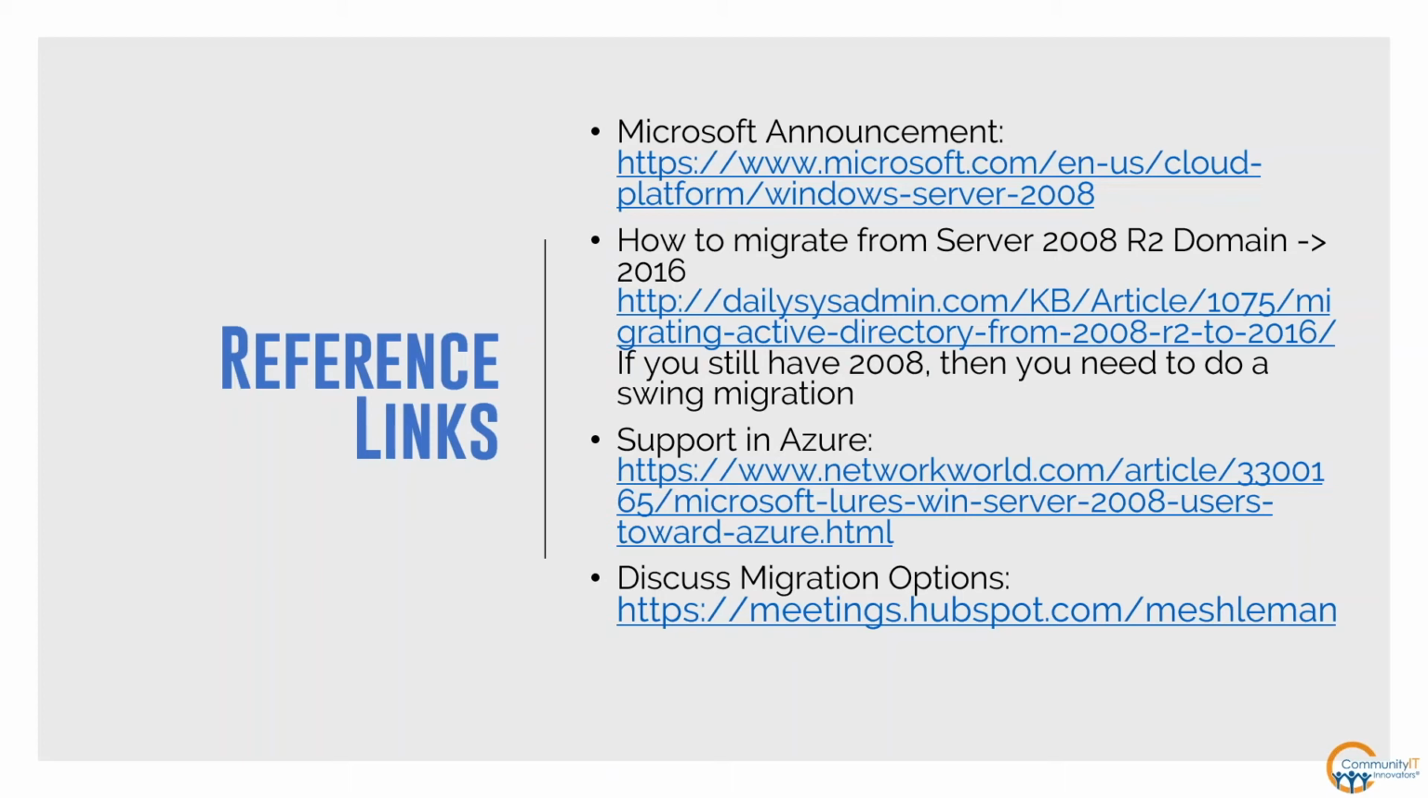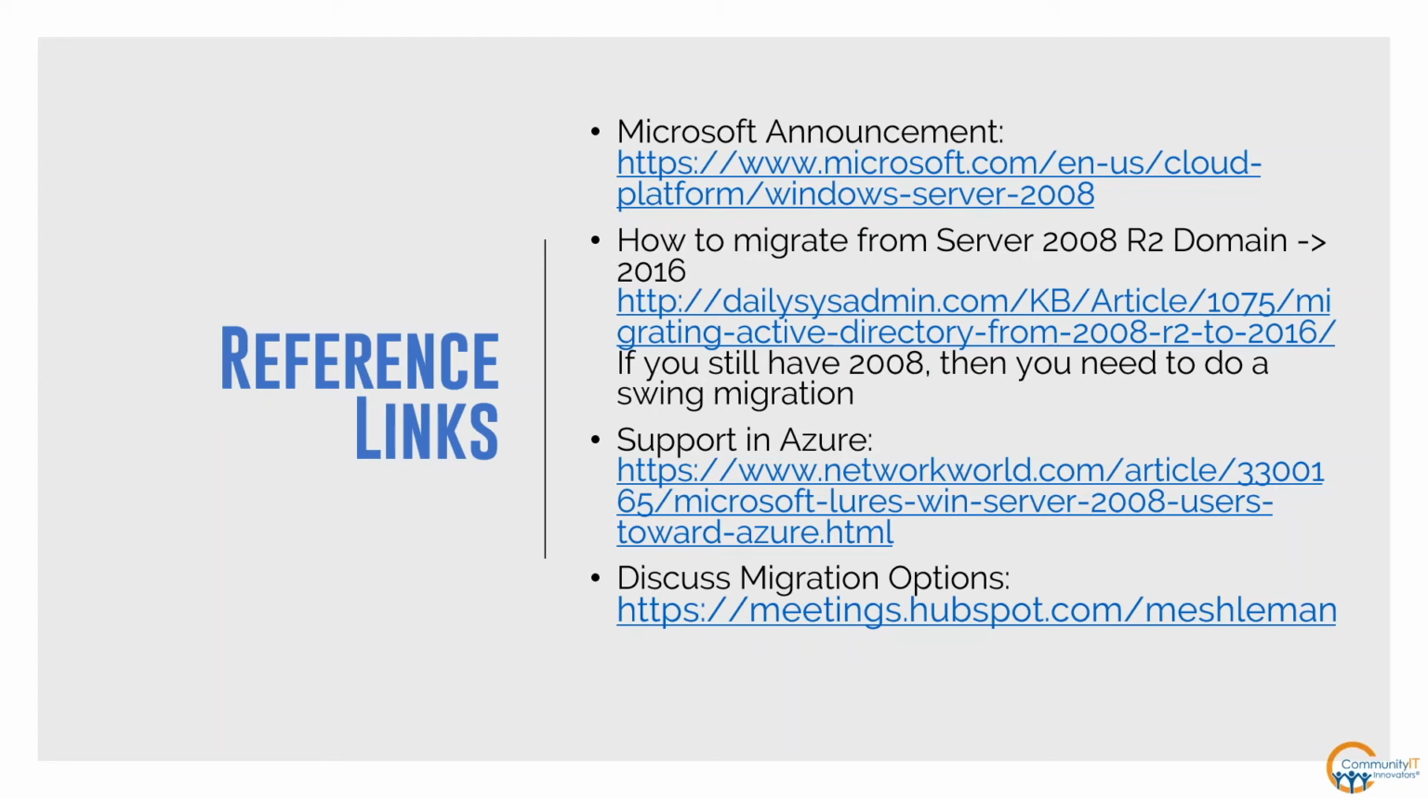As I've been talking, I have been chatting out the links to these things along the way. We've got the Microsoft announcement that said end of support is coming: no more security patches, please upgrade. We talked about how to migrate from a 2008 R2 domain into 2016. Again, that's pretty straightforward. If you have 2019, you're going to need to make some changes to your environment before you can finish that promotion.